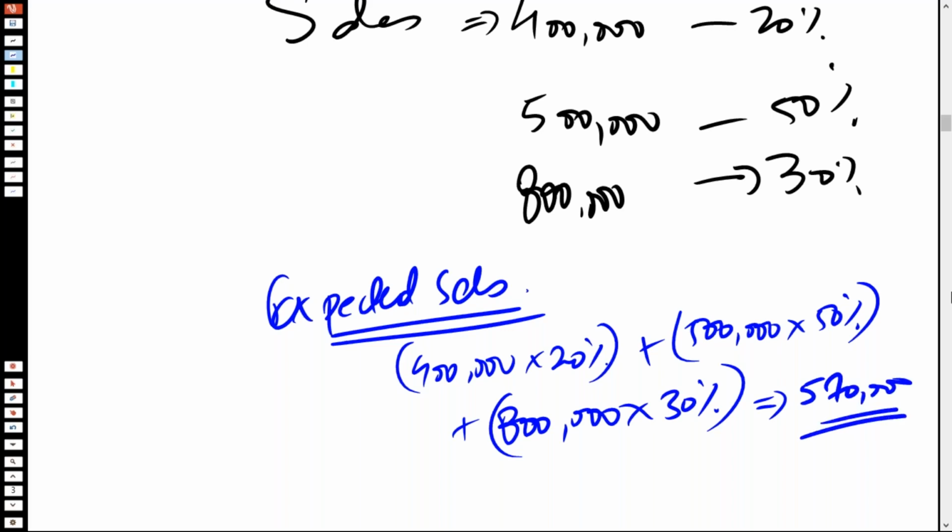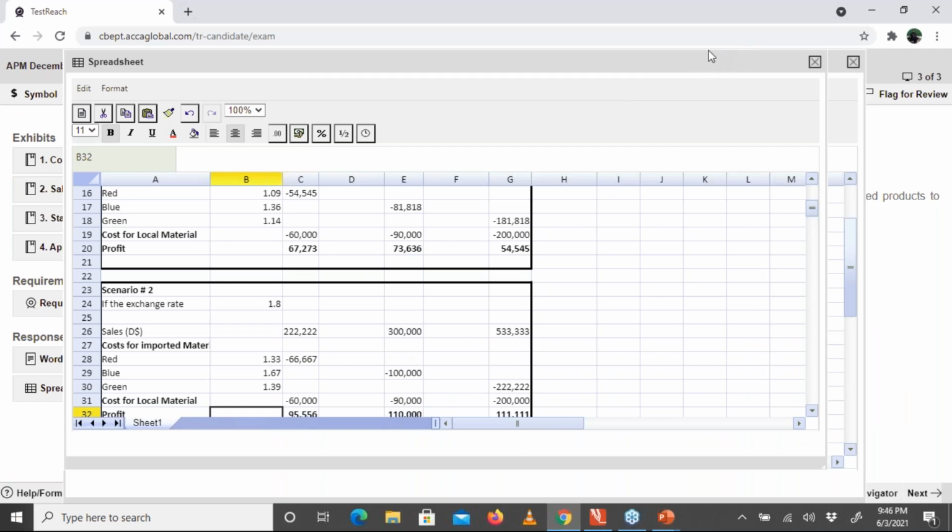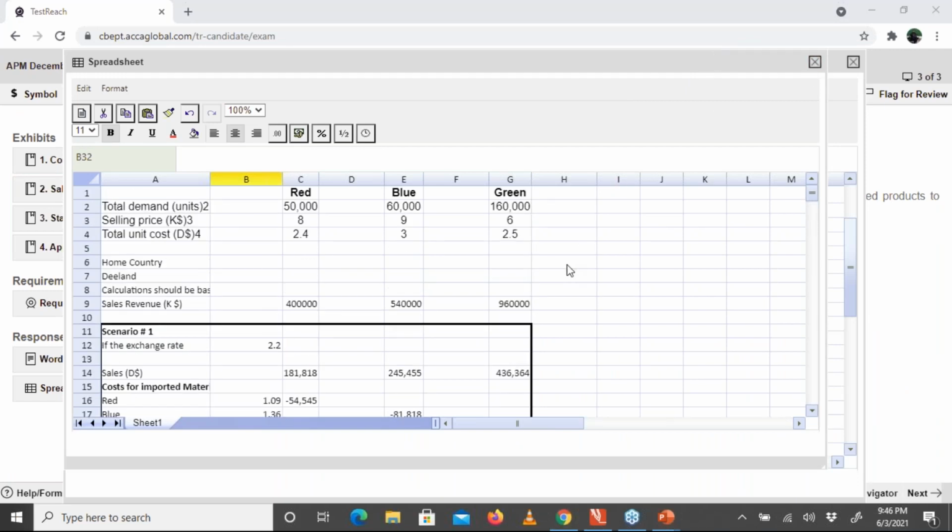Now see, what have we done? We have calculated the expected values, and we have multiplied those values by their probabilities, and we have just calculated the sum. That's how you calculate expected value. And I have adopted the same approach in this also.